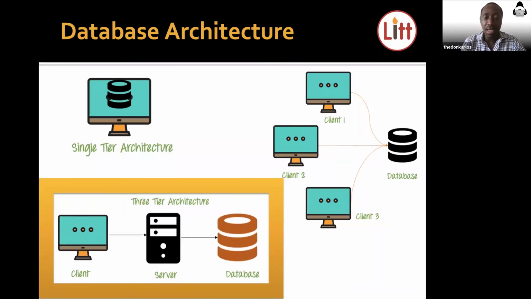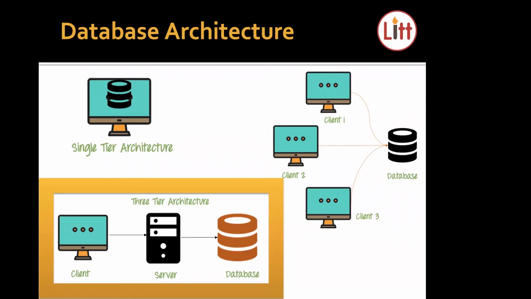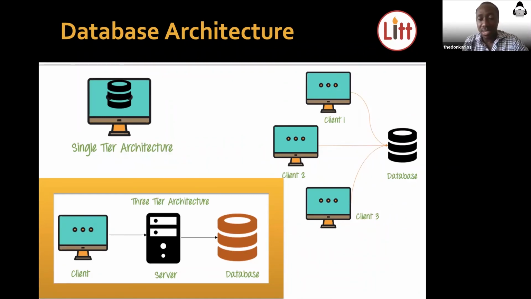Then the third type comes with three layers, and we call that the three-tier architecture. In the three-tier architecture, there is an application server or a web server that sits in between your client machine. The client machine is the machine that you are using.